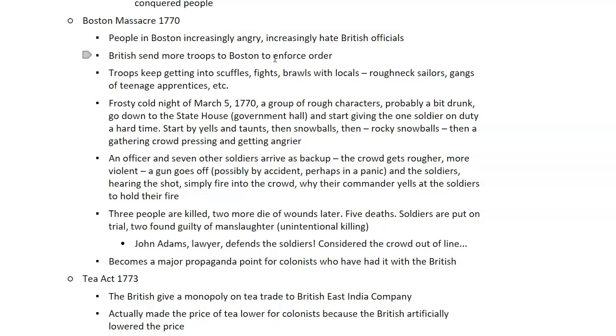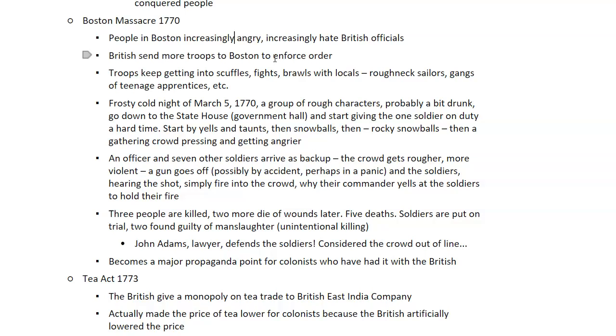The crowd gets rougher, more violent, and a gun goes off. Who fired? Nobody knows for sure, but it probably was one of the soldiers' guns going off by accident as they're getting shoved, or maybe he had his finger on the trigger, he gets pushed, and in a panic it goes off. But that's actually what happens.